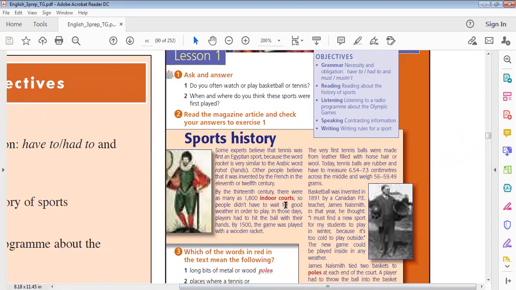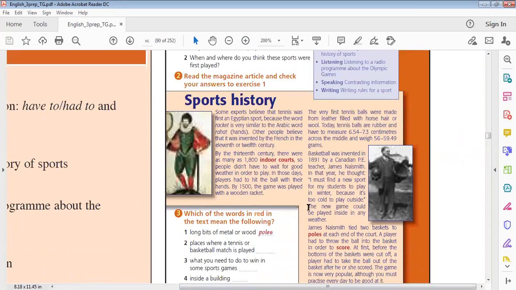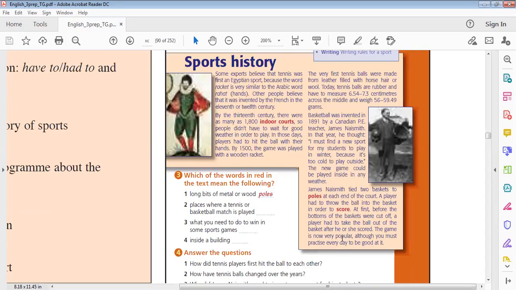like indoor courts. As you know, the court is a place at which you can play tennis. It's called court. And poles, these are like stilts that you can use in order to make something stand over. It's called pole. It's like a stick, and it's a long stick on which you can, for example, put a tent. It's called a pole. And the word score, like score a goal.